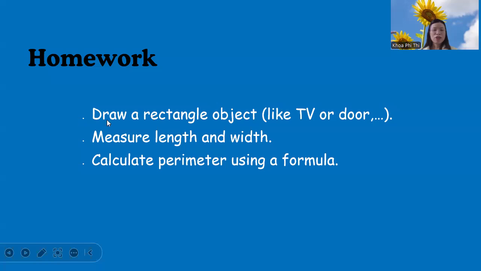Now the homework. Draw a rectangle object like a TV or door, measure the length and the width, and calculate the perimeter using a formula. You can use any one of the three formulas we have learned today.